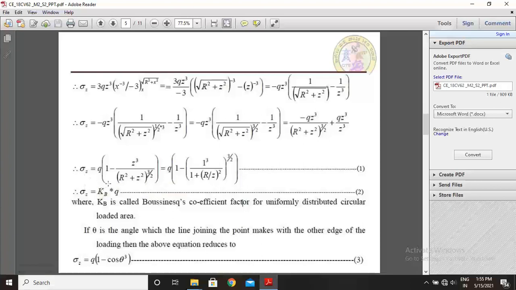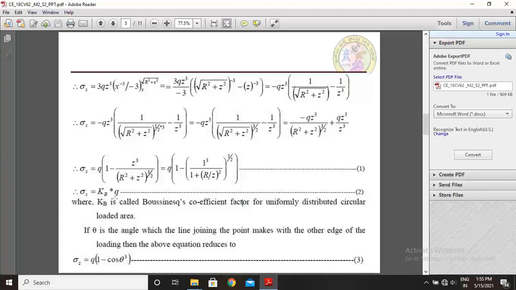sigma z equal to q times 1 minus z cube by r square plus z square to the power of 3 by 2, or it can be written as q times 1 minus 1 by 1 plus r by z square whole to the power of 3 by 2. Now this is equation number 1 after derivations. Sigma z for circular footing, q times 1 minus 1 by 1 plus r by z square whole to the power of 3 by 2. So this is the final derivation of Boussinesq's equation for circular footings.